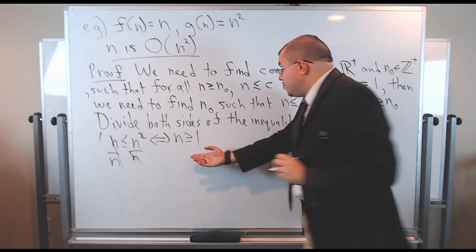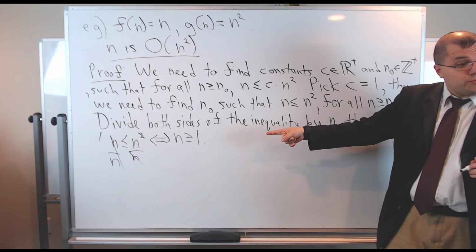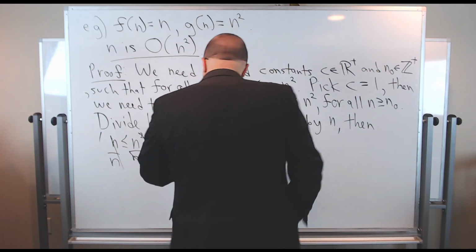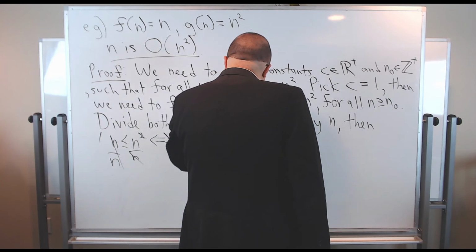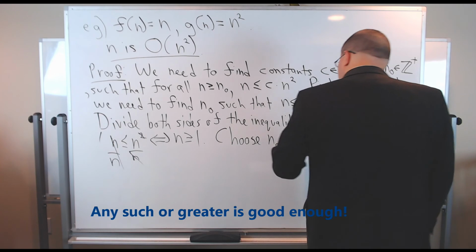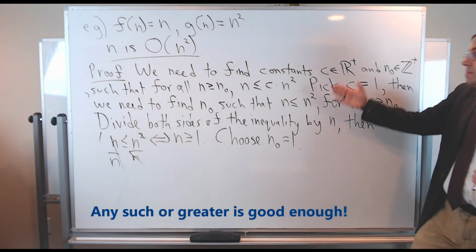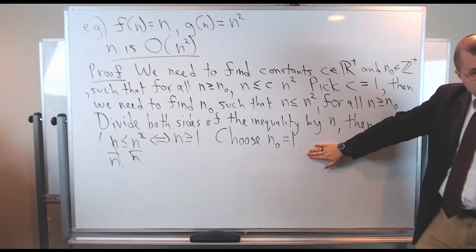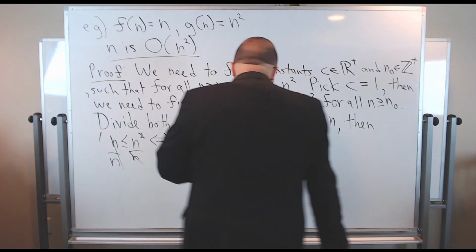So what does this mean? This means that that inequality is going to be true for all n greater or equal to 1. So what should n0 be? I'm going to choose n0 to be equal to 1. So I have a c and I have an n0. Do you see where I'm done? I'm done now. So now I have to make a conclusion.